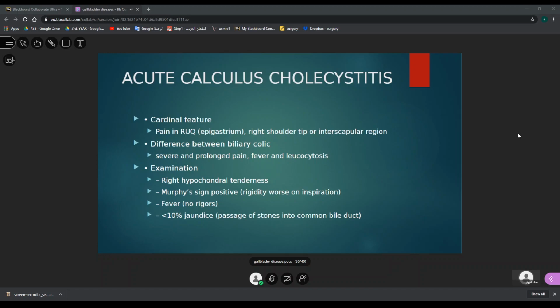Why didn't we say acute cholecystitis only? Why do we say acute calculus only? I think it's the same, if it's acute cholecystitis and calculus. Or sorry, maybe acute cholecystitis has different causes.